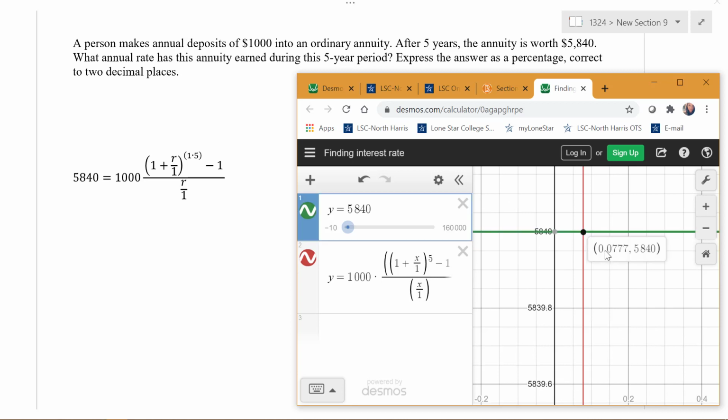We wanted to give our interest rate as a percentage to the nearest 2 decimal places. Remember that when you look for that point of intersection, the first value the calculator is going to give you is the interest rate written as a decimal. The y value of that point is going to be the future value that you set y equal to. So here, if I move my decimal place 2 spaces to the right, I get 7.77 as our interest rate percentage.